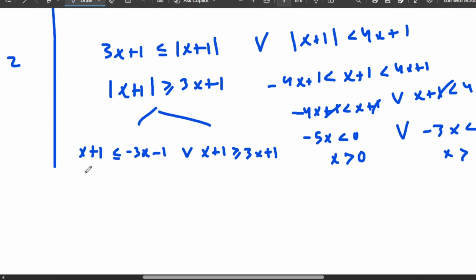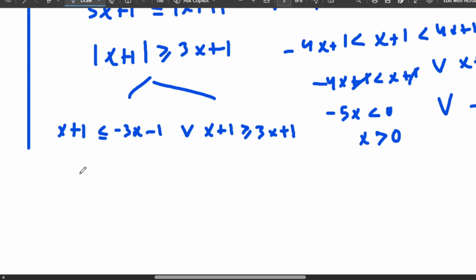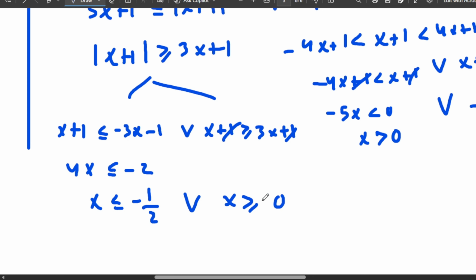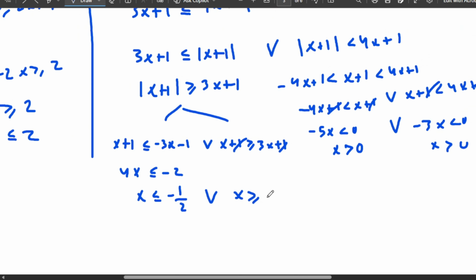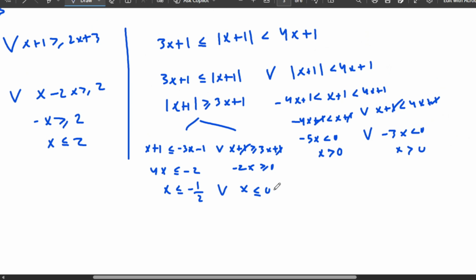For this one, we have x plus 1, negative 4, and negative 3x plus 1. So what we have here is 4x is less than or equal to negative 2, so x is less than or equal to negative a half, or we have the 1 cancels out, and x is less than or equal to 0, because if you divide by a negative, the sign changes.